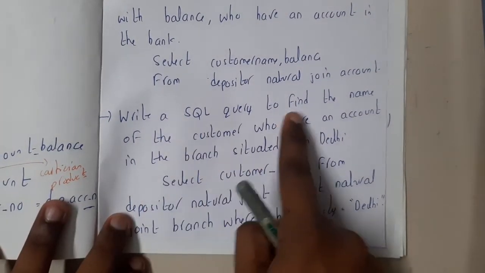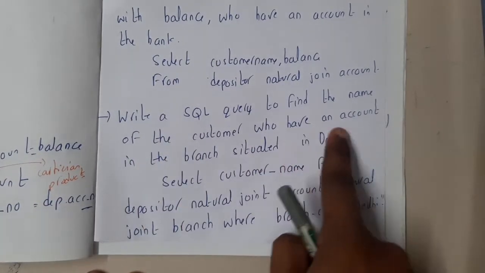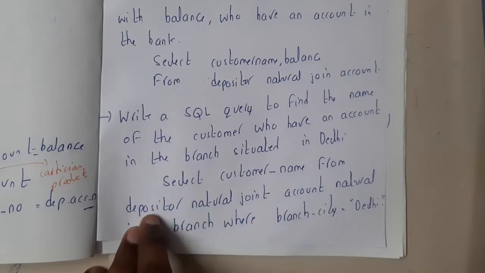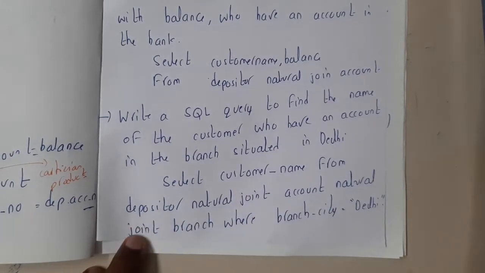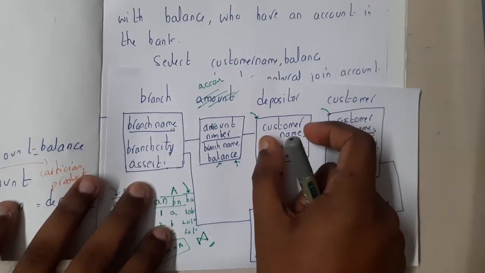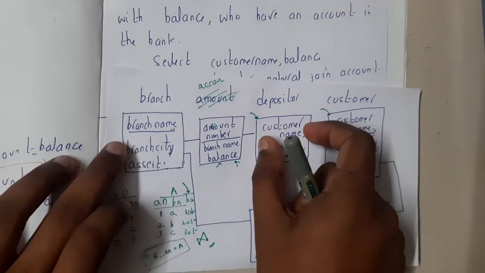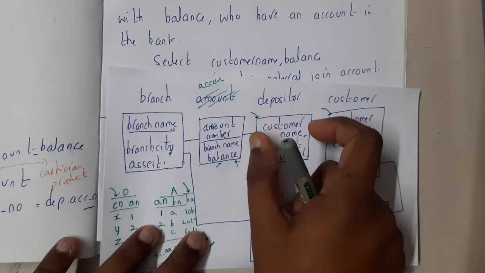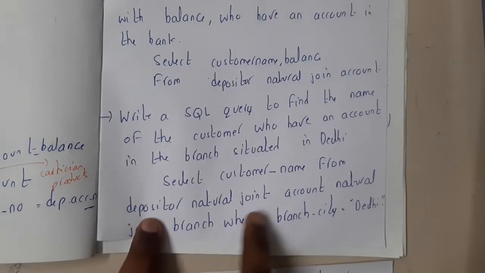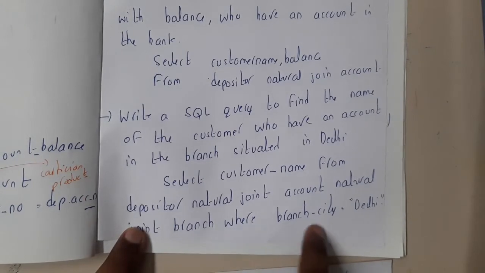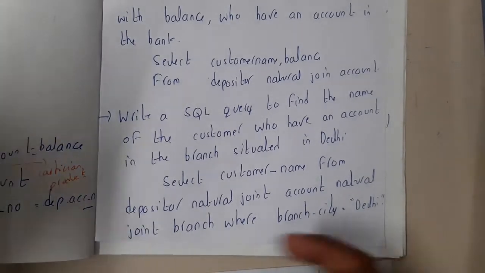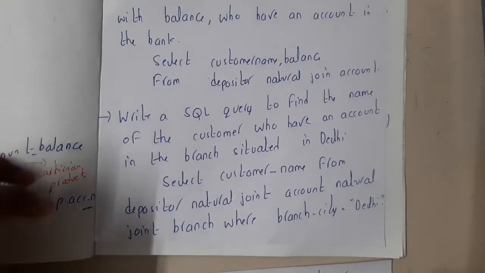Write an SQL query to find the names of customers who have an account in a branch situated in Delhi. Select customer name from depositor natural join with account natural join branch. Basically here they are trying to map customer names with the branch names. So we need to combine depositor with account, and that's what is being done here. Depositor natural join with branch, where branch city is Delhi. They are checking which city it belongs to, and based on that we decide. Got it?